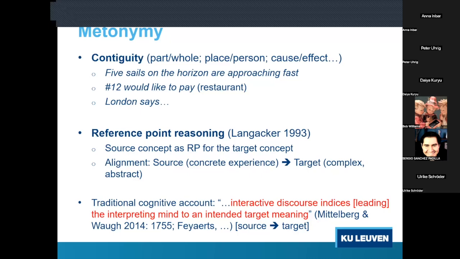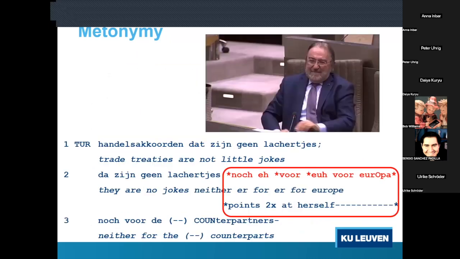So it is a projection from a source to a target. Now let's have a look at an example, because the point that I'm getting here is that we have a misconception about metonymy always having to lead the interpreting mind from the source to the target. There's something strange going on with pointing gestures here. And let's have a look at this example first.